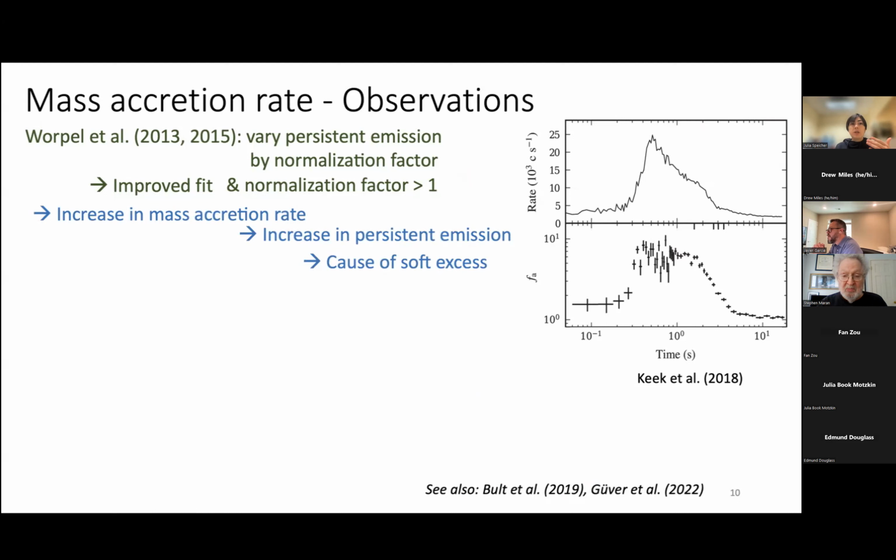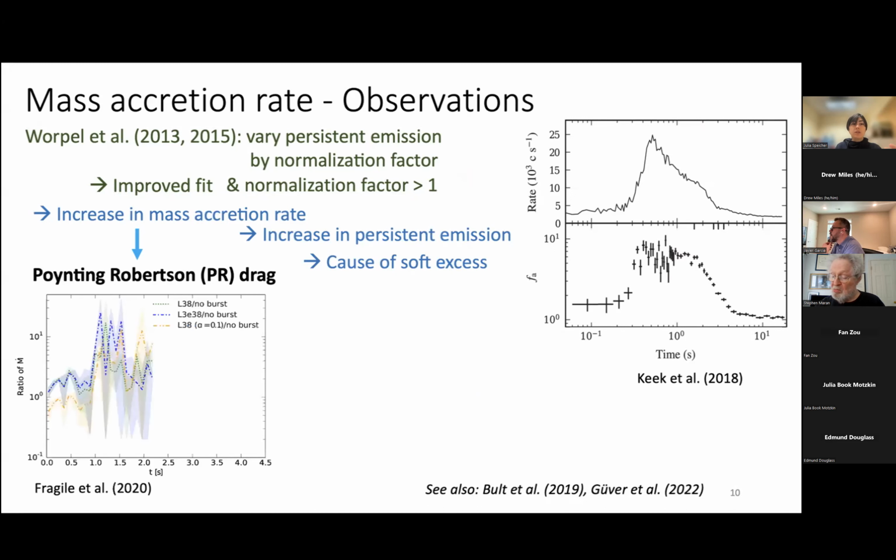The physical reason behind the increase in the mass accretion rate is the special relativistic effect called Poynting-Robertson drag. Poynting-Robertson drag exerts a drag force onto the disk material, which therefore loses angular momentum and falls faster towards the neutron star. The increase in mass accretion rate has also been studied in the simulations by Fragile et al. in 2020. This figure here shows the mass accretion rate from a burst simulation for different simulation setups divided by the mass accretion rate from a no-burst simulation as a function of time. And in their work, they found that the mass accretion rate was enhanced by over an order of magnitude.